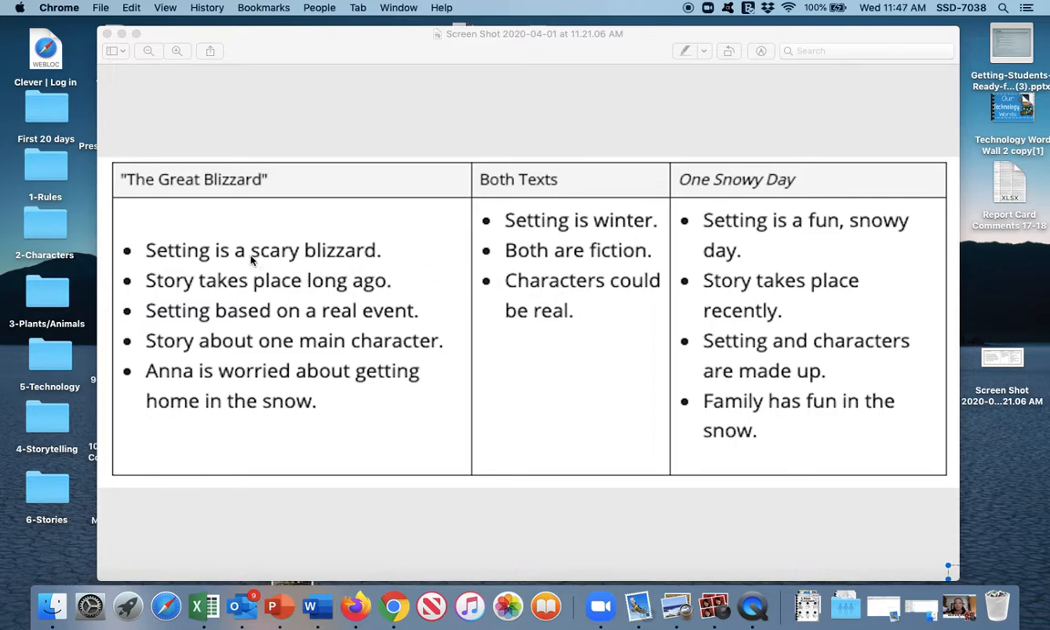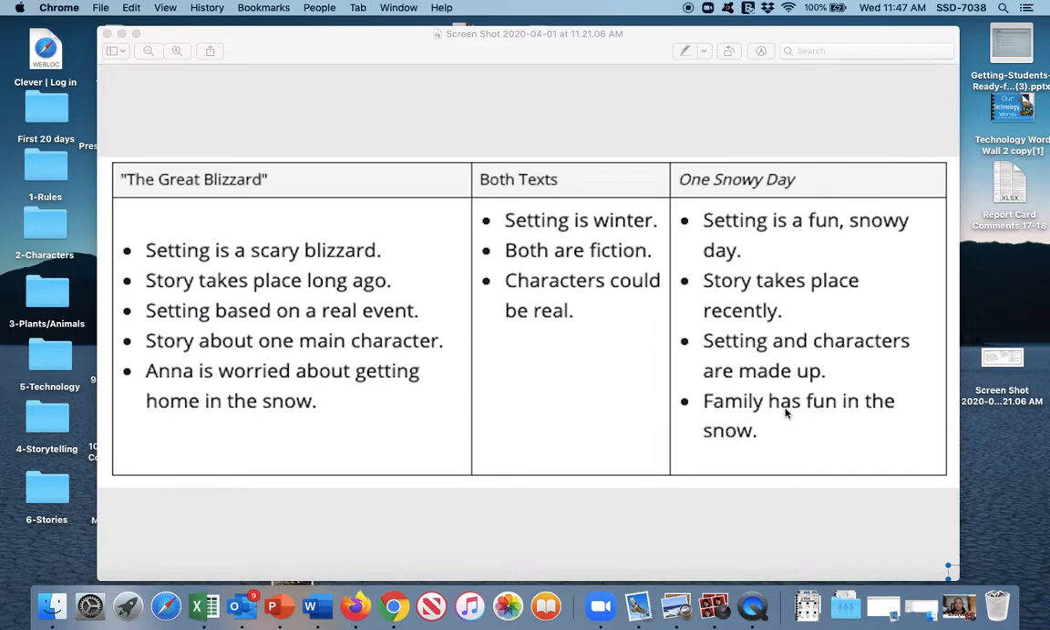Differences: in The Great Blizzard, the setting is a scary blizzard. The story takes place long ago. The setting is based on a real event. The story has one main character, and Anne is worried about getting home in the snow. Over here, in One Snowy Day, the setting is a fun, snowy day. The story takes place recently. The setting and the characters are made up, they're not real, and the family has fun in the snow.